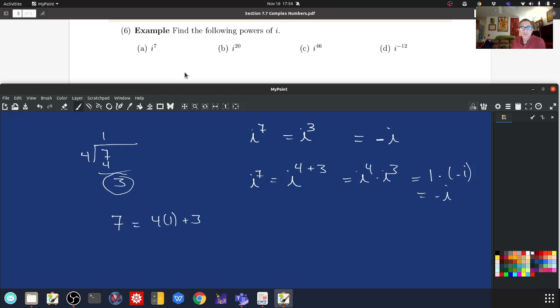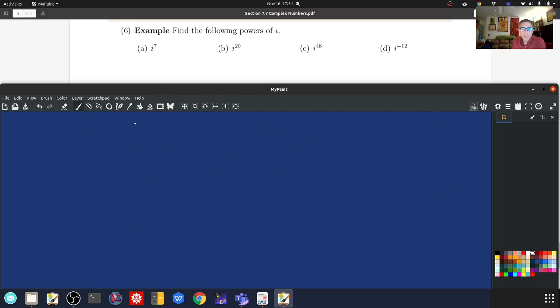So all we have to do, let me say this again: if the power of i, the exponent attached to i, is not negative, then all I do is find the remainder on division by 4, and it becomes i raised to the remainder of division by 4. So i to the 20th. Well, we know that 20 is evenly divisible by 4. The remainder is equal to 0. So that's equal to i to the 0th, which is equal to 1.